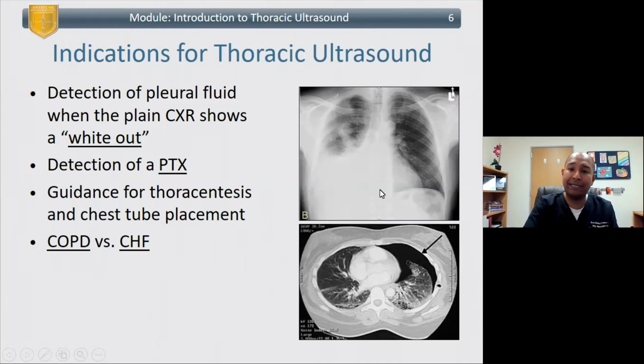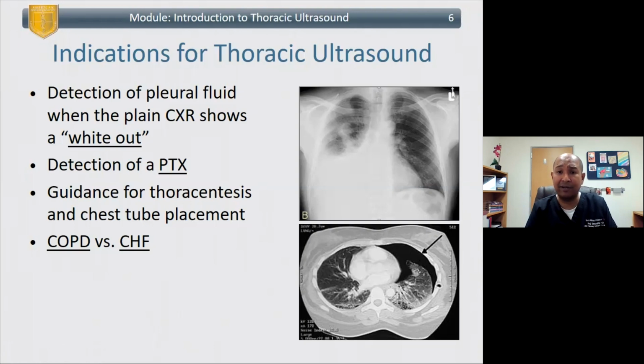Then the question is, what is this density? Is it going to be consolidation or is it effusion? And that's where thoracic ultrasound really takes place, and it's really helpful to tell me what this density is. It is also super useful to help me determine if there is a pneumothorax, and we're going to spend a lot of time with that.